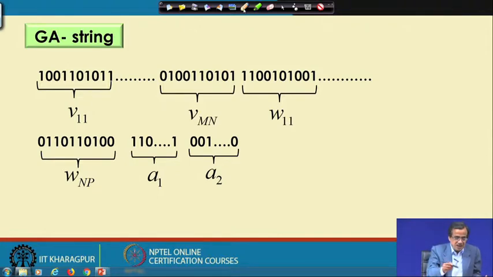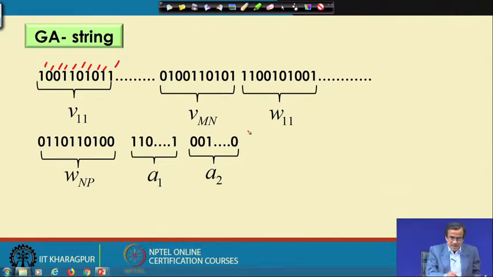For example, here I am going to consider 1, 2, 3, 4, 5, 6, 7, 8, 9, 10 bits to represent each of the connecting weights, each of all the v values and each of all the w values. I am using 10 bits. And similarly, to represent the coefficients of transfer function a1 and a2, I am using a few bits here.